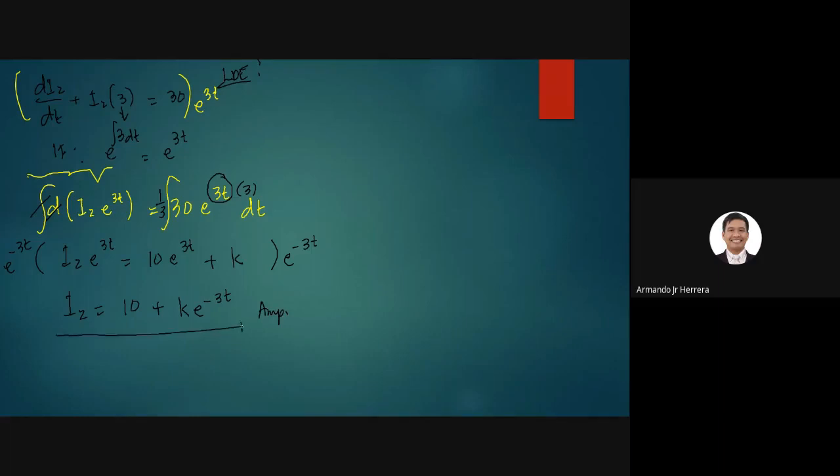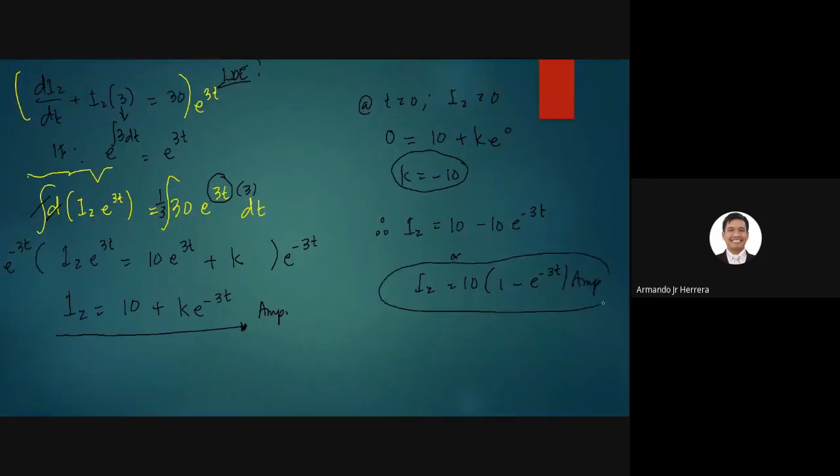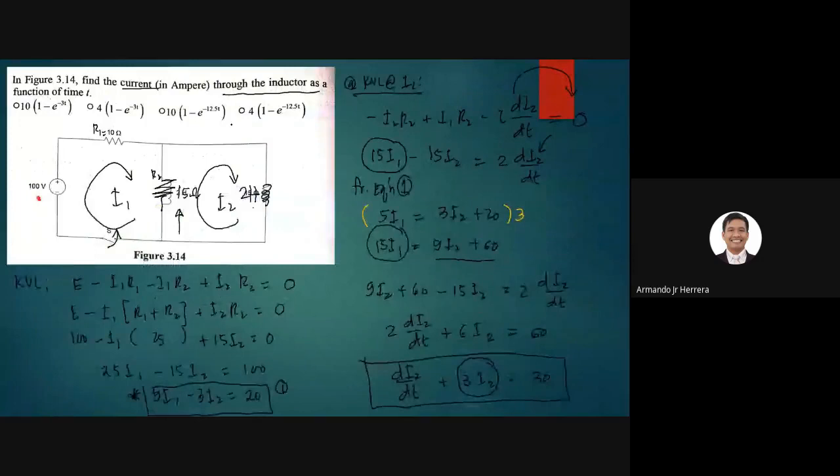So since ito yung ating general solution, ang hinahanap ay initial current. So at time t is 0, wala tayong current, so I2 is 0. So substituting, 0 is equal to 10 plus k e to the 0, or negative 3 times 0 is still 0. Then k here is negative 10. So therefore, I2 is equal to 10 minus 10 e to the minus 3t. Or, simplifying, that's 10 times the quantity 1 minus e to the minus 3t ampere. So such I2, the current through the inductor at any time t, is this, letter A.